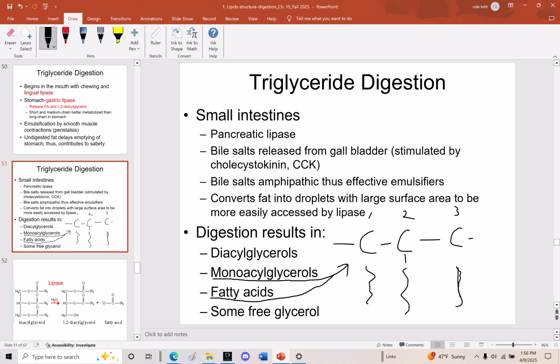Having said that, you will have some free glycerol. Some of those lipases will attack that monoacylglycerol, and if that's attacked as well, then you can end up with free glycerol. It just doesn't happen as much. The main products after digestion is over are going to be these two things: monoacylglycerols and free fatty acids. And that's what's going to be absorbed from triglycerides.